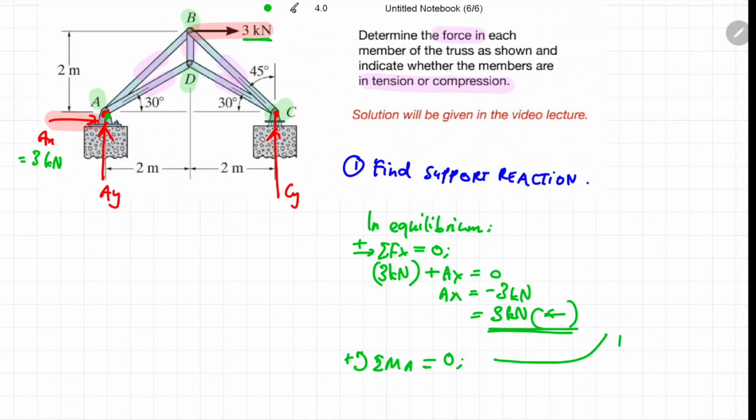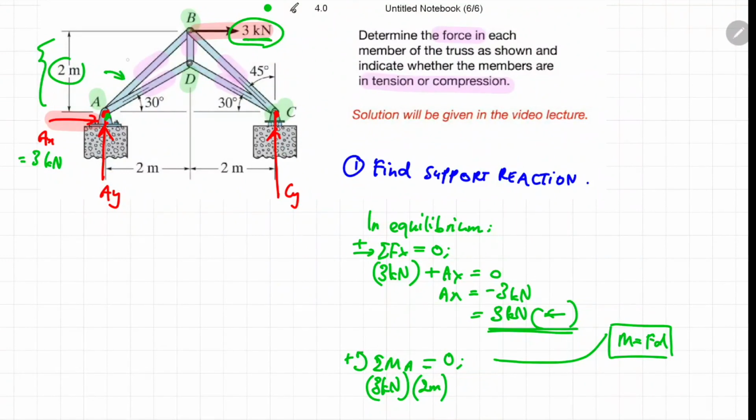Recall the formula for moment is force multiplied by distance, FD. Let us first find the moment caused by this 3 kilonewton. The force is 3 kilonewton and the perpendicular distance from the line of force to the joint A is 2 meter. So we multiply 3 kilonewton with 2 meter. The moment is directed in a clockwise manner, so the magnitude would be a negative value.